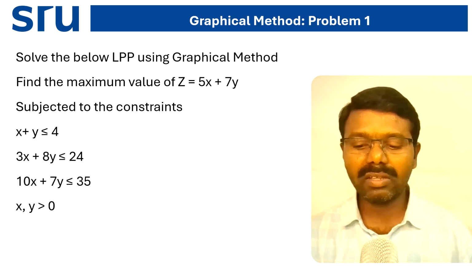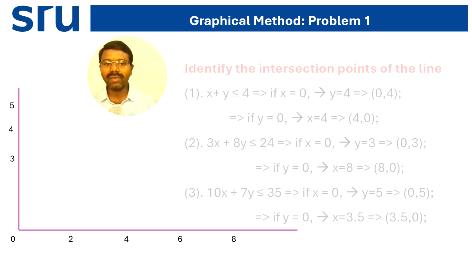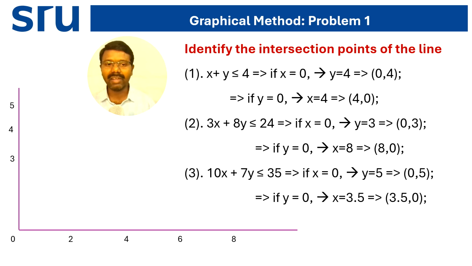There are five key steps involved. First, you take a graph, or you assume there is an x-axis and y-axis, because x and y are the two decision variables here. Let us say x is on the x-axis and y is on the y-axis, and we will be considering the first quadrant. Then identify the intersection points of the lines. Since three equations are given, each equation is a line, and these lines we need to plot on the graph.